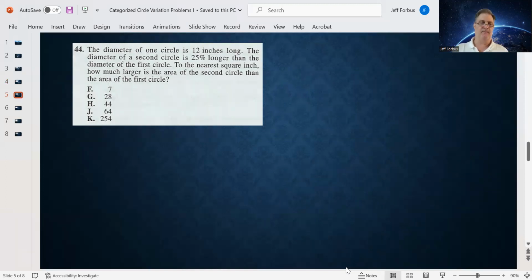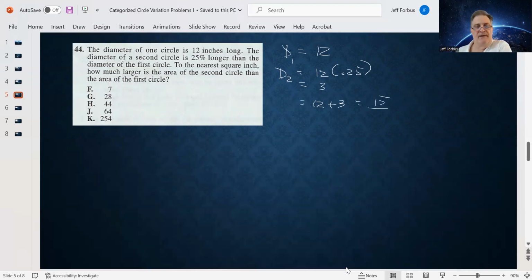And this one says the diameter of one circle is 12 inches long. The diameter of the second is 25% longer than the diameter of the first. Okay, so diameter 1, D sub 1, is 12. D sub 2 is equal to 12 times 0.25. And 12 times 0.25 is 3. So D2 is equal to 12 plus 3, which is equal to 15.